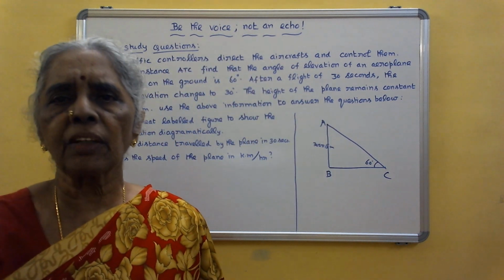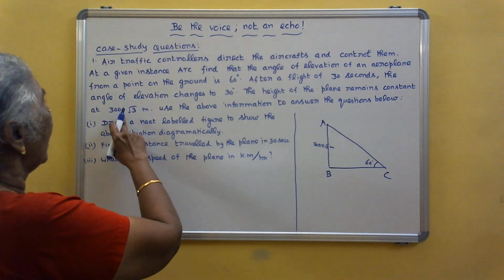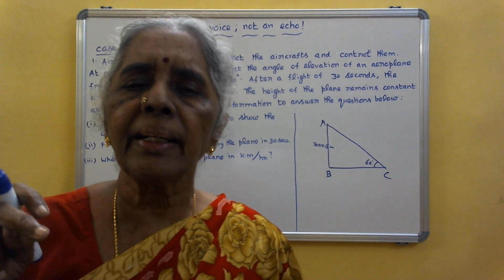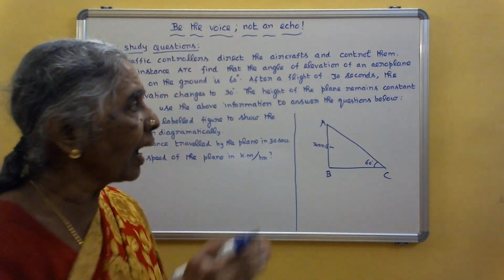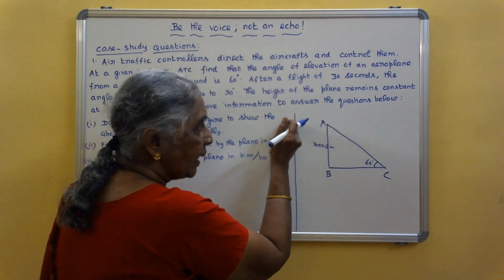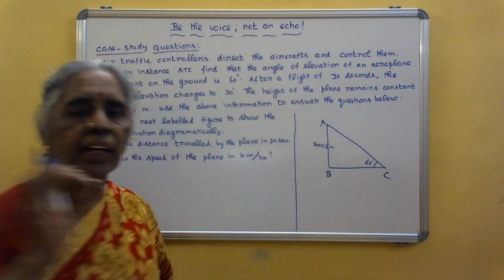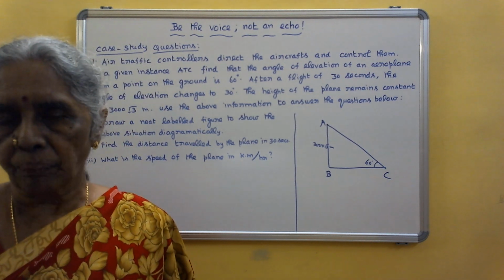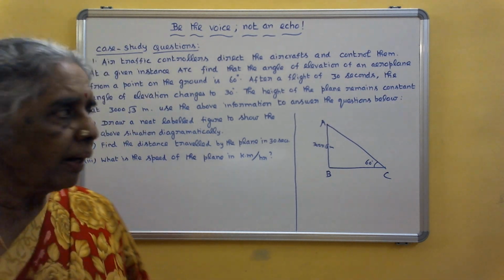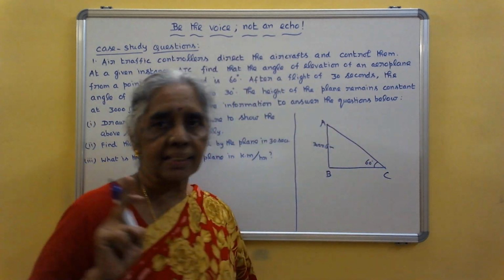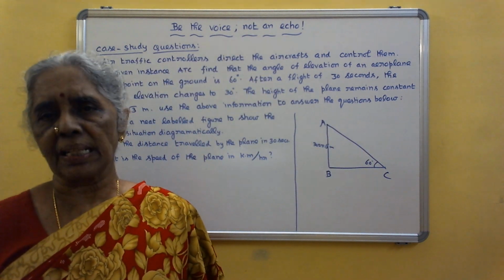After a flight of 30 seconds, the angle of elevation changes to 30 degrees. When the angle of elevation decreases, the plane is going like this, no? Away from the point A. That is what you should first understand. Supposing the angle of elevation increases, this will fly this side. So that is the first thing you have to understand.